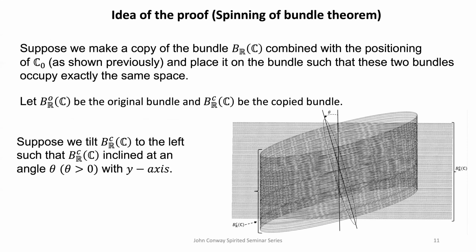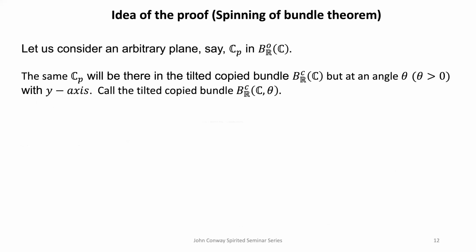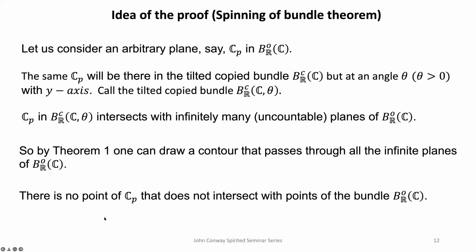Then this is what we tilted. Same thing, we copied and tilted, and after tilting, no point of CP does not intersect. After tilting the arbitrary plane, the same CP has its values in the original bundle. But before tilting, the earlier CP doesn't intersect with the other planes in the original bundle. After tilting, this CP intersects with all the planes of the bundle. So no point of CP does not intersect with the points of the bundle.